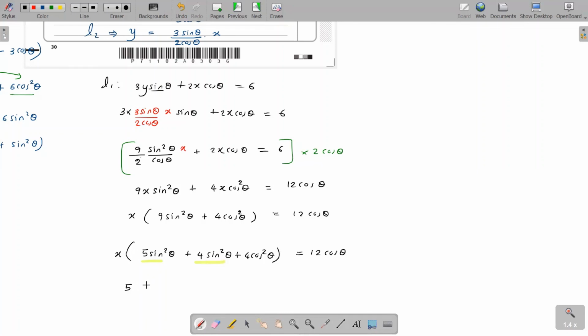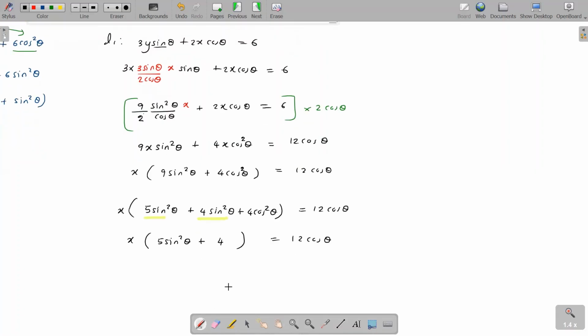And then we get here x times 5 sine square. So here 4, you take the 4 out, right? 4 times sine square plus cos square becomes 1. So 4 into 1 is 4. We end up getting here x equals 12 cos theta over 5 sine square theta plus 4. Is that okay? This is the x value.